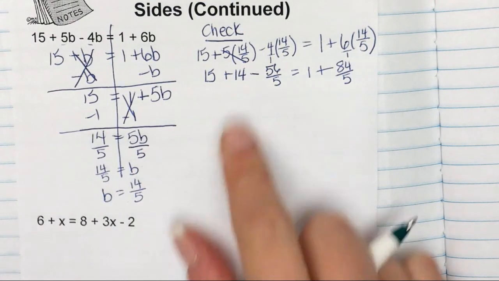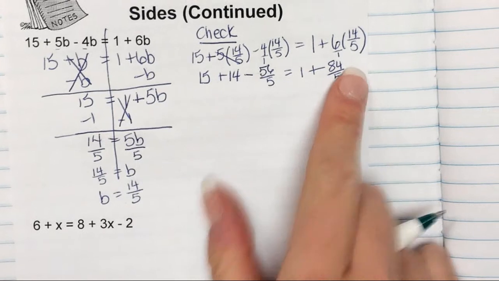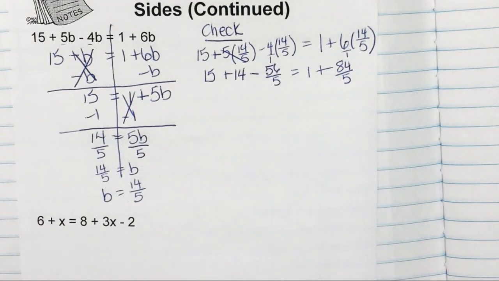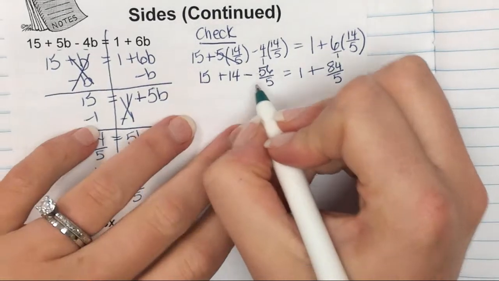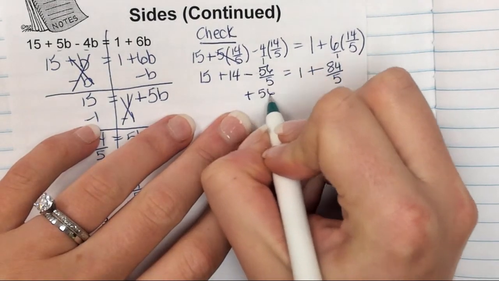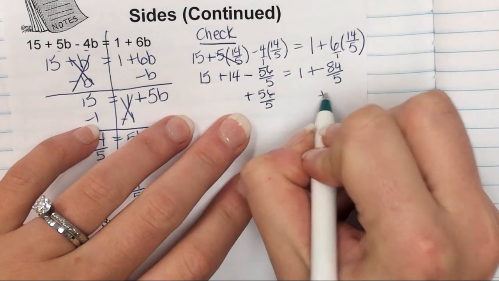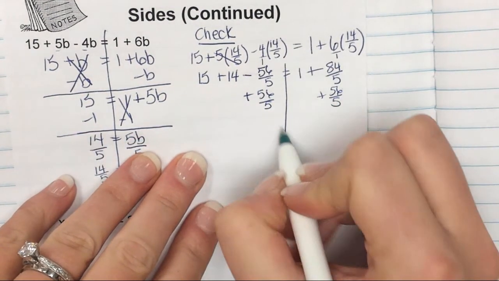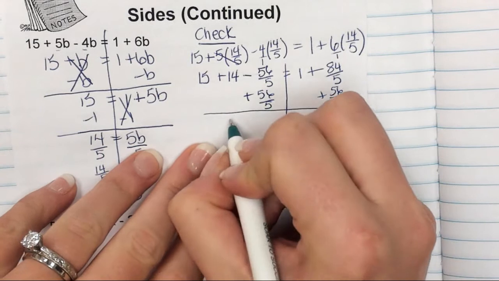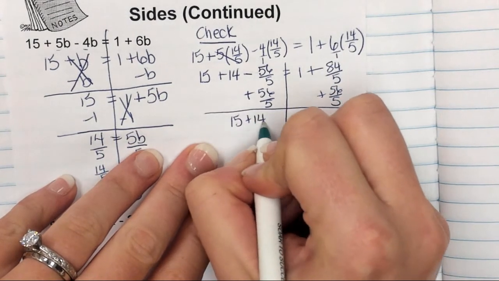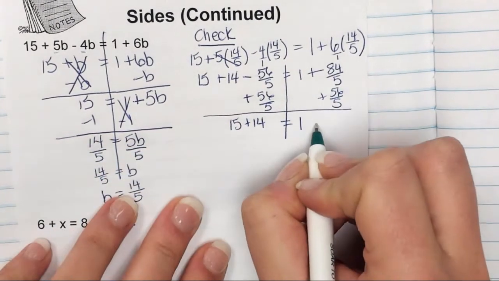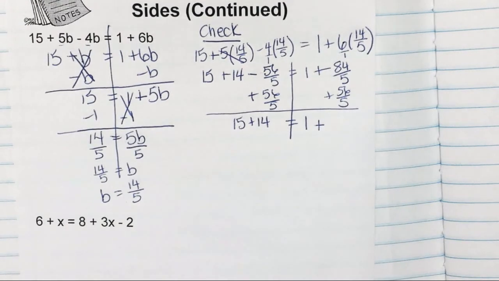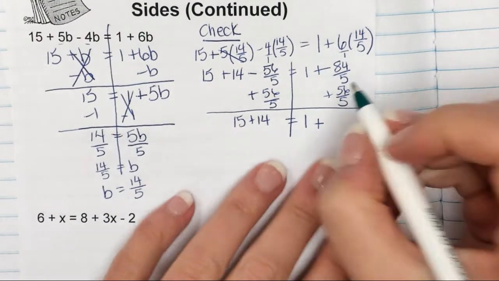Okay, I'm going to do a little trick here. I'm going to put all my fifths on that side, and that'll make the simplifying a little bit easier. So I can add, for addition property of equality, 56 over 5 to both sides. And when I do that, I'm left with 15 plus 14 is equal to 1 plus 84 plus 56 is 140 over 5.